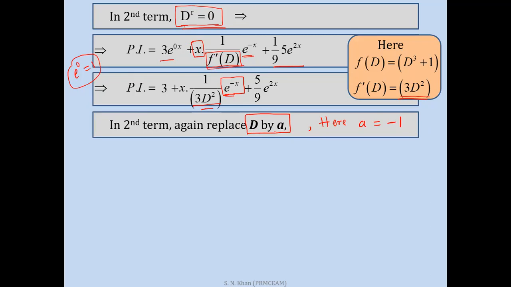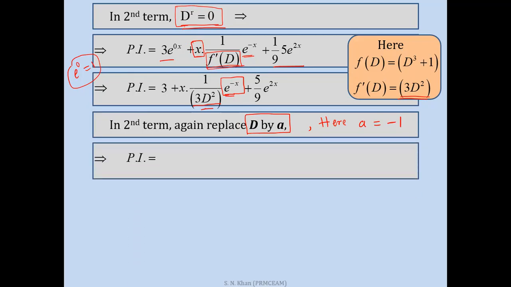So abhi d ke jagah pe hume minus 1 put karna hai. So PI is equal to first term 3 as it is. Second term ke andar hume d ko minus 1 se replace karna hai. So second term will become plus x into 1 upon 3 into d square. So d square ki jagah pe ye aa gaya minus 1 and bracket square. Function as it is e to the power minus x. And last term plus 5 by 9 e to the power twice x, again as it is.